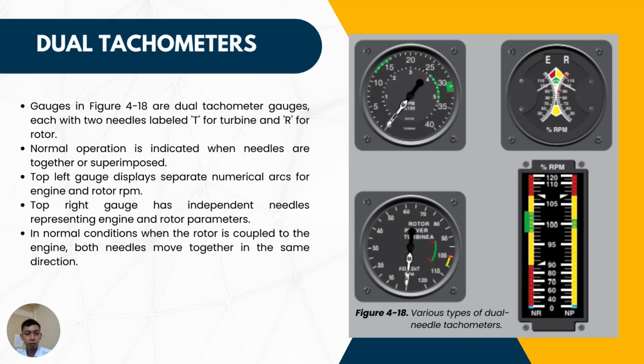As you can see in figure 4-18, which shows the dual tachometer gauges, each has two needles labeled T for turbine and R for rotor. Normal operation is indicated when the needles are superimposed. The top left gauge displays separate numerical arcs for engine and rotor RPM. The top right gauge has independent needles representing engine and rotor parameters. In normal condition, when the rotor is coupled to the engine, both needles move together in the same direction.